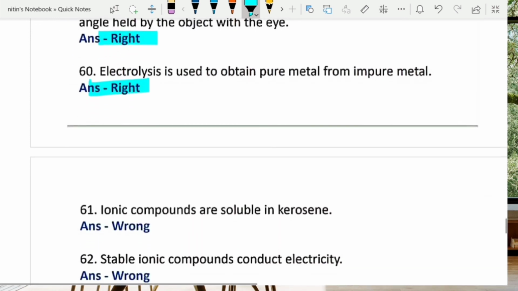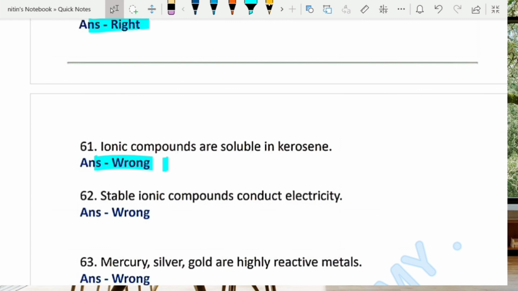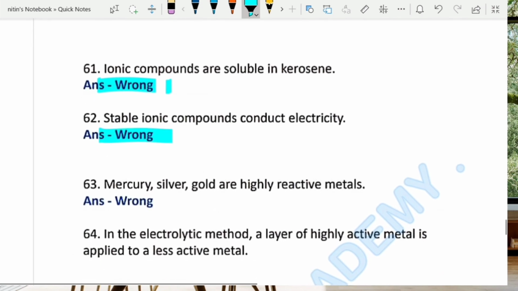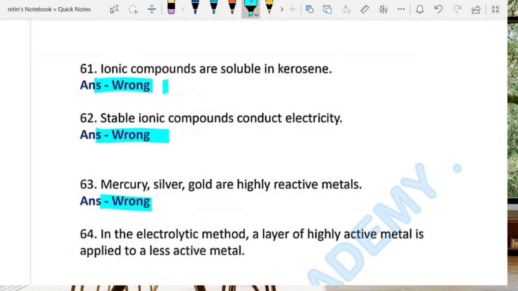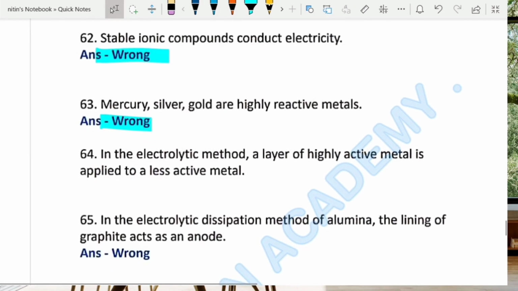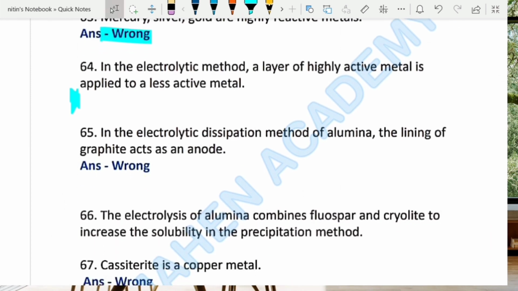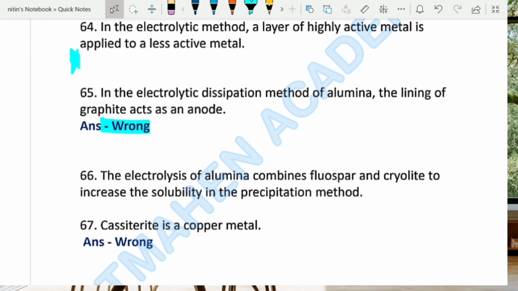Right. Next, ionic compounds are soluble in kerosene. Wrong. Ionic compounds are soluble in water. Stable ionic compounds conduct electricity. Wrong. Mercury, silver, gold are highly reactive. Wrong. In the electrolytic method, less reactive metals are used. In the electrolyte dispersion method, alumina is used. The lining of graphite acts as an anode. Right.